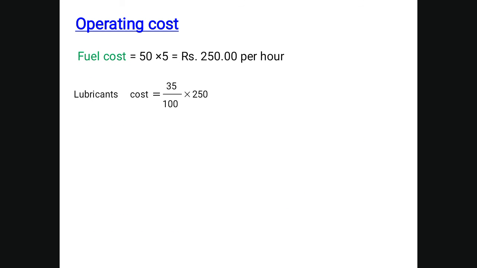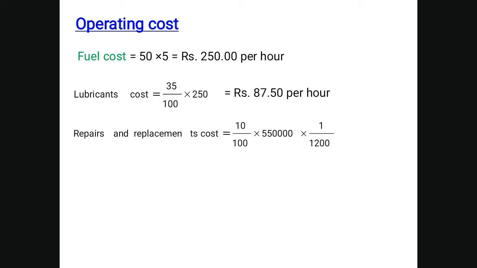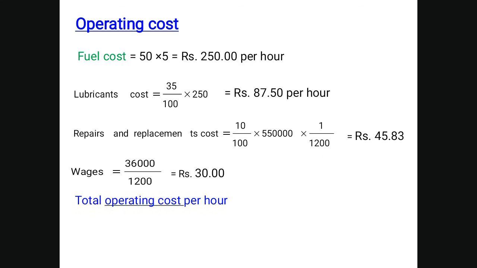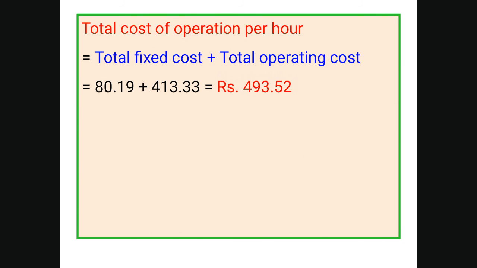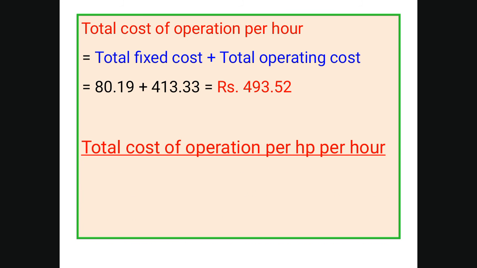Now, operating cost: you calculate the fuel cost. We get, in this way, lubricants, repair and replacement, wages, and the total operating cost you will get is rupees 413.33. In this way we calculate the total cost of operation, total fixed cost plus total operating cost. We get 493.52 rupees per hour. The total cost of operation per hour we divide by 35 HP, and you will get rupees 14.10 per HP per hour. Thank you.